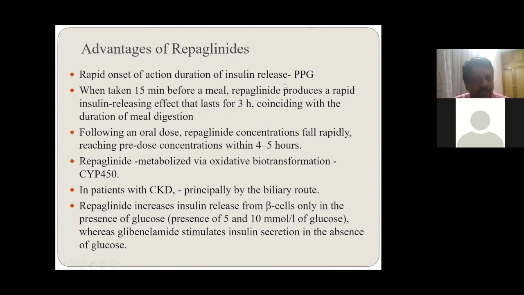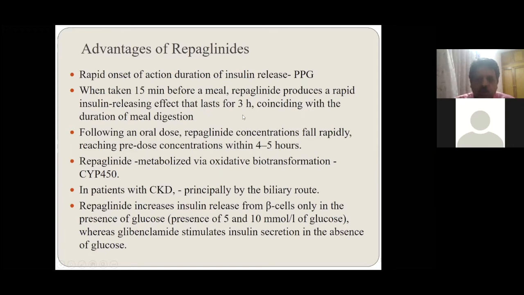It is a rapid, short-acting peak. It acts similarly when you use it 15 minutes prior to the meal. Repaglinide has a rapid increase, which lasts only for a short duration of around 3 hours, which coincides with the increase in sugar post-meal. That is the reason hypoglycemias are much less when you use repaglinide.